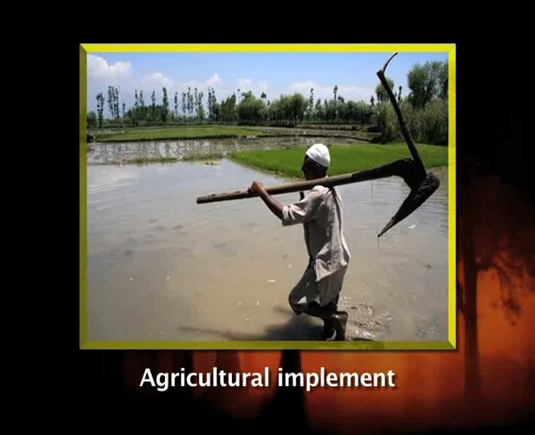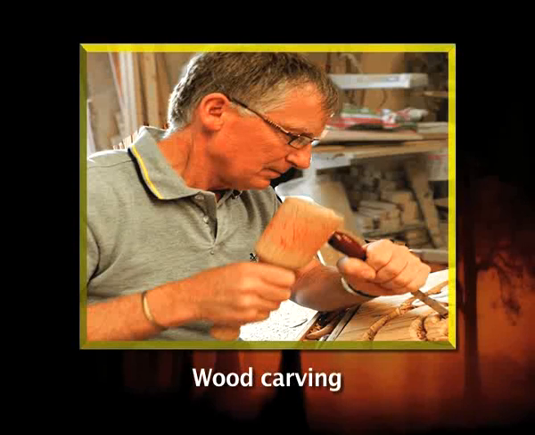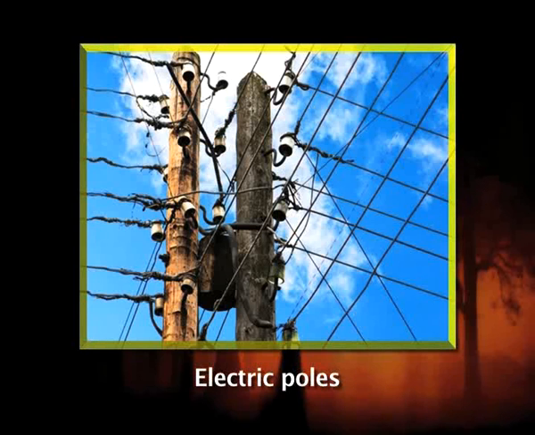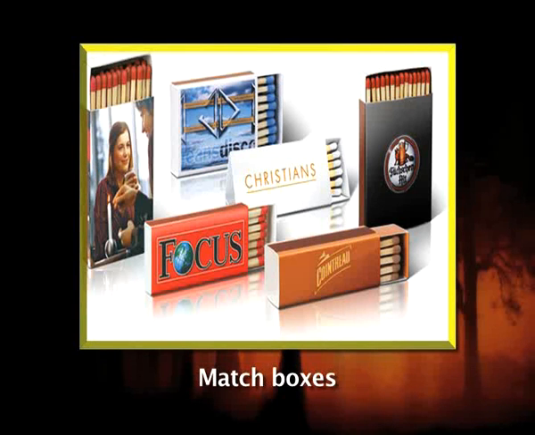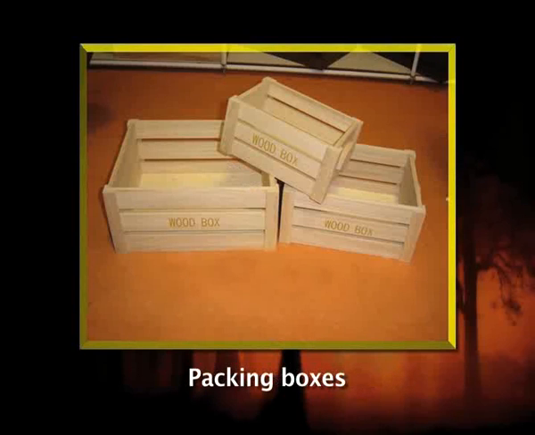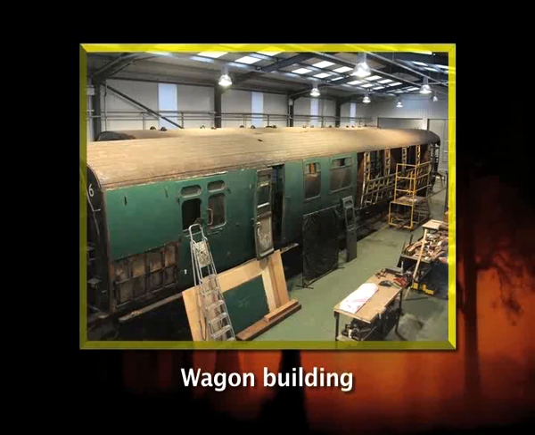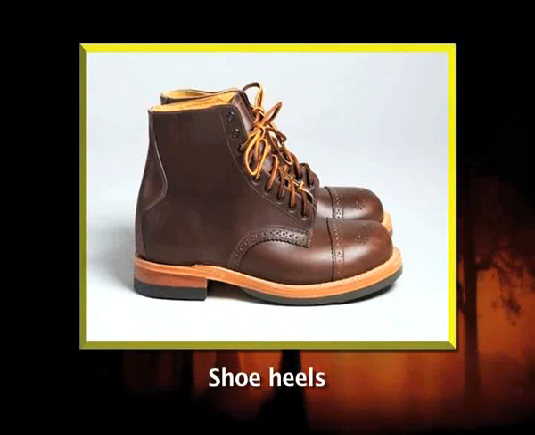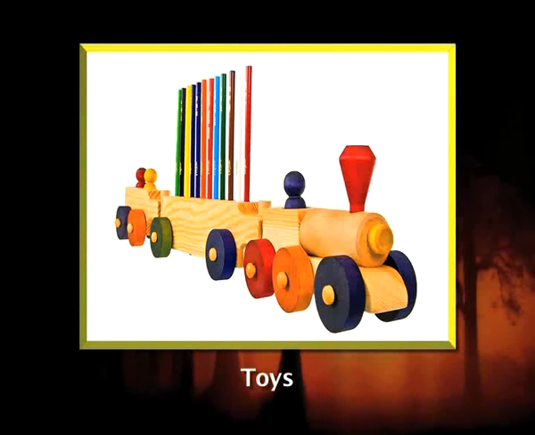Wood obtained from timber trees is used for construction and other miscellaneous purposes like agricultural implements, boat and shipbuilding, carts and carriages, carving and turnery, cooperage, electric poles, engraving and printing blocks, furniture and cabinet work, matches and matchboxes, mathematical instruments, musical instruments, packing cases and boxes, pencil and pen holders, picture framing, railway carriages and wagon building, railway sleepers, rifle butts, shoe heels and boot lasts, shuttles, sports goods, tea chests, toys, etc.